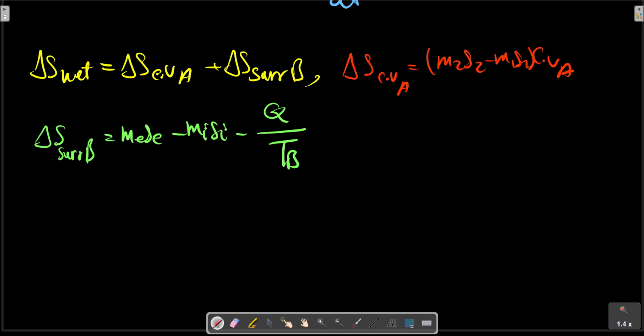The last section is engineering application and efficiencies.